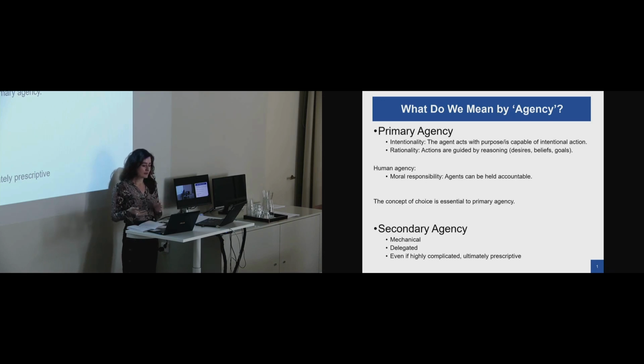Whereas with secondary agency, we do not see the same process. Secondary agency is by definition mechanical, delegated, and even if highly complicated, is ultimately prescriptive. So we can't look at an algorithm and identify an inherent intention in it or rationality, planning that is outside what the algorithm was programmed to do.